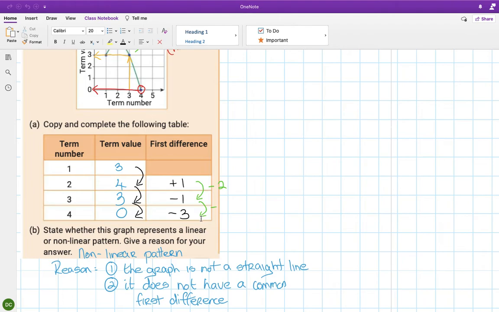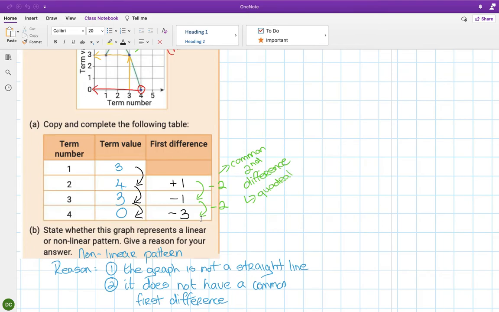Do you remember doing these? That's a common second difference, which means I know what type of nonlinear pattern this is. It has a name and it's quadratic. Now that's not part of this question. That's just additional information because we did it in the first chapter. So that is information that you have, and so that's the only reason I'm going through it.